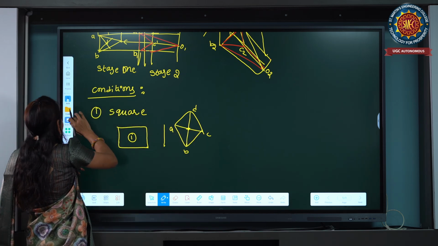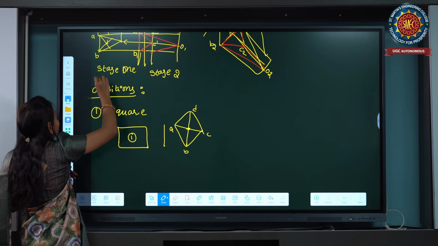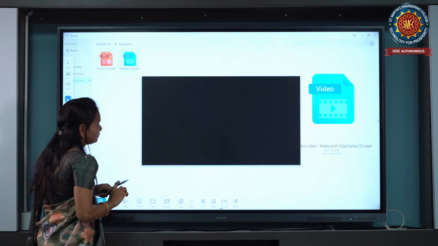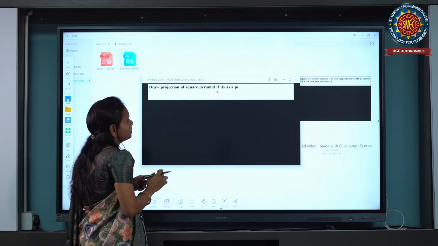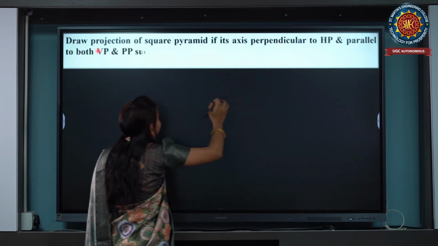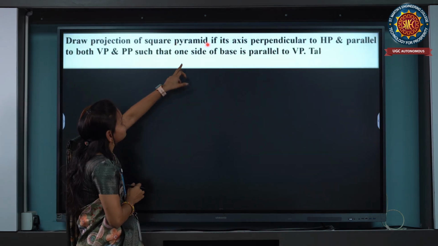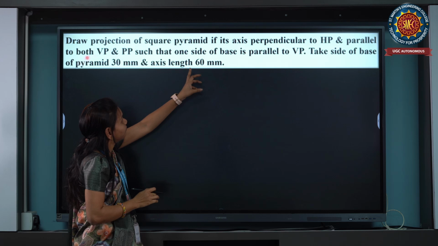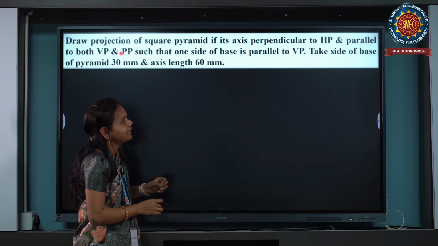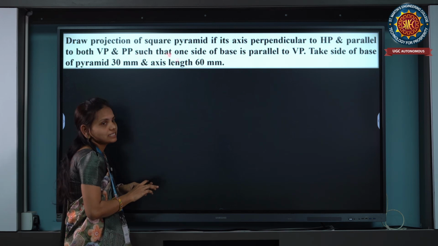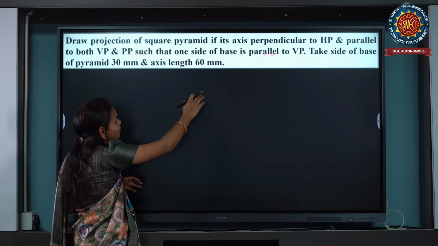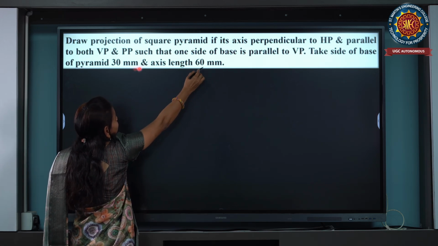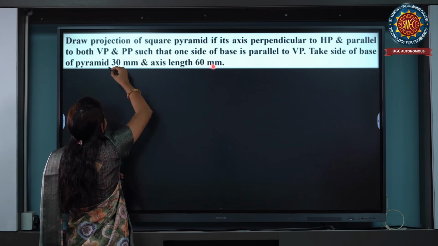So I am showing one video about the projections of solids, small examples. So here, see here, draw the projections of a square pyramid. Its axis is perpendicular to HP, parallel to VP and profile plane. The base is parallel to VP. Take the pyramid base 30 mm and axis length 60 mm. So draw the projections of the solid. So what is the length? 60 mm, and the base length is 30 mm.